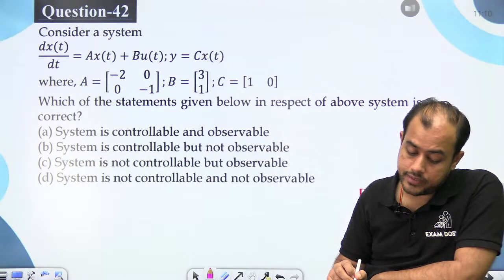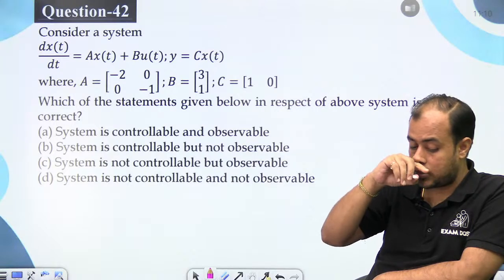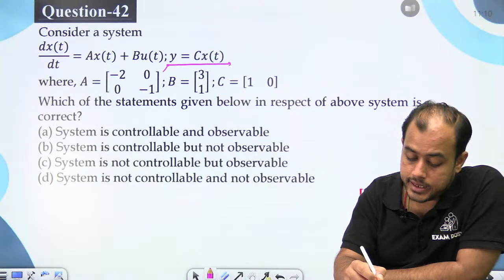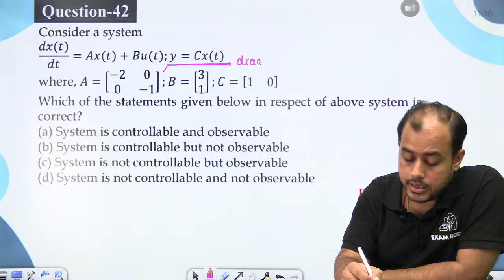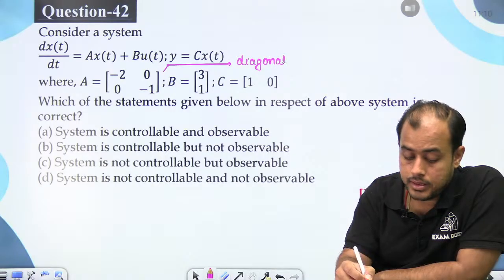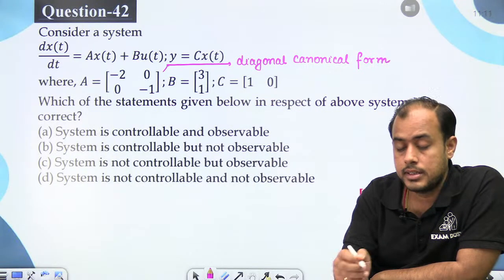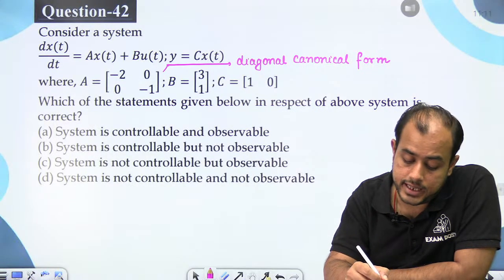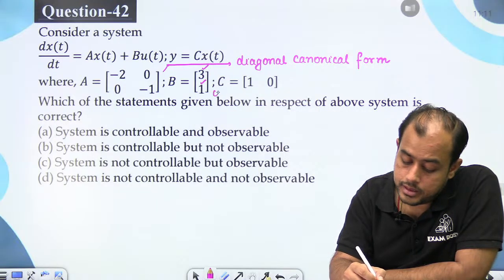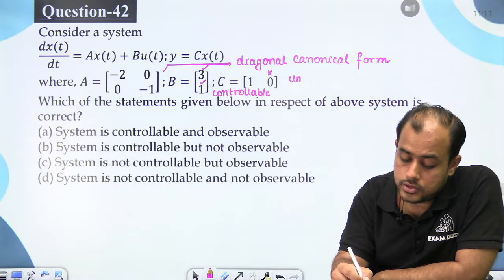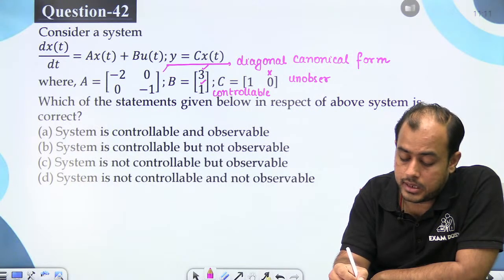ESE 2007. It is asking about controllability and observability. If you see this matrix A, it is a diagonal canonical form. For diagonal canonical form, check the elements of B. They must be non-zero. Controllable. Check the elements of C. One element is zero. So unobservable.